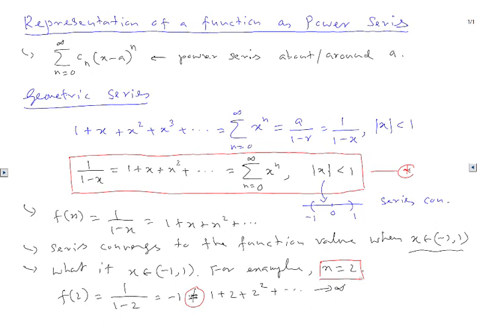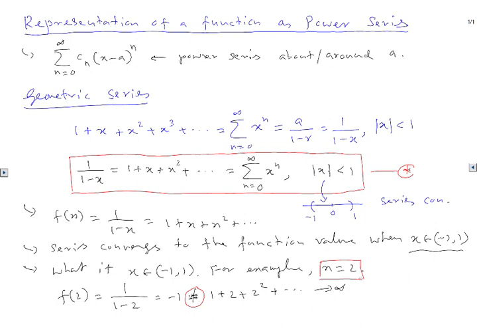Okay, so that means you have to be very careful. The function equals the power series only in that interval where it's going to converge. So the interval of convergence is very important. Only in that interval are the two things equal.